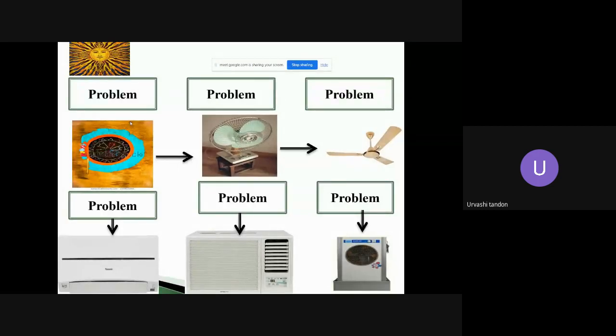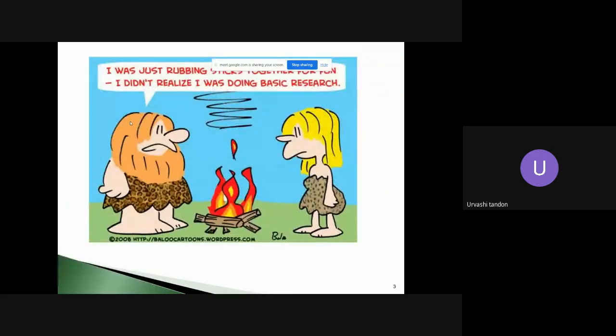Let's say another example, a very simple example. In your vicinity you see people smoking, right? You see young students smoking. It gives you an idea: what makes these young students, who are 18 to 19 years of age, prone to smoking? So you try to do that research on what stimulates these youngsters to go for smoking. That is also research. This is a very basic research, like rubbing sticks together for fun, and then they didn't realize that they were doing basic research.